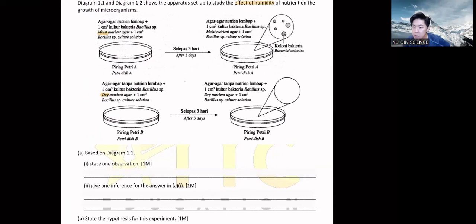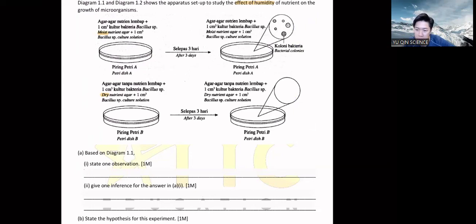My observation is petri dish A after 3 days shows presence of bacterial colonies. Mm, can also. That means A got bacteria, B doesn't have. That's really what you see, right? See, very straightforward, a very dumb answer. Like bacteria, no bacteria. That's what we see.